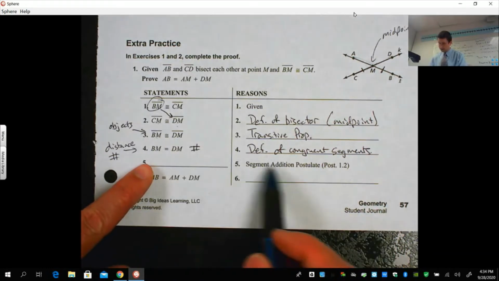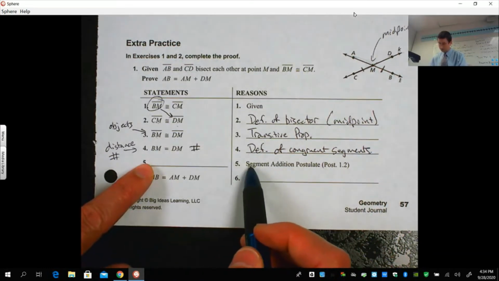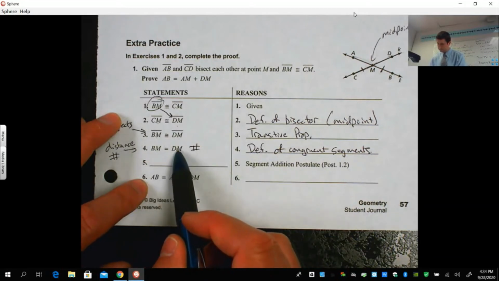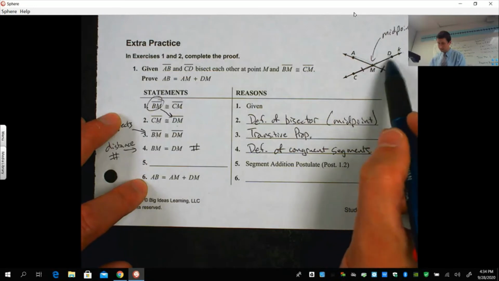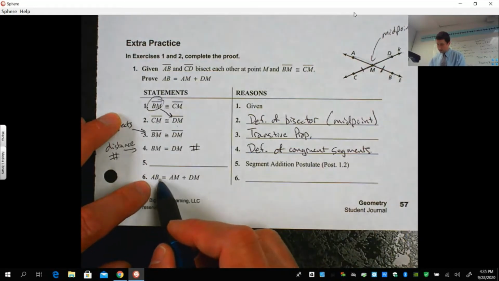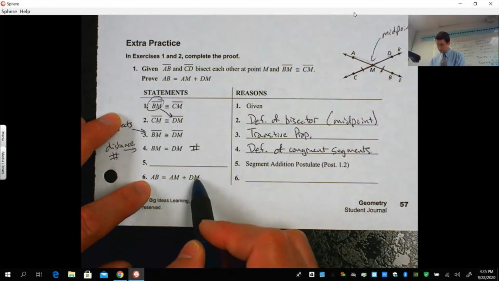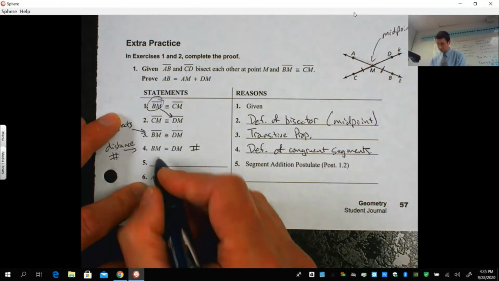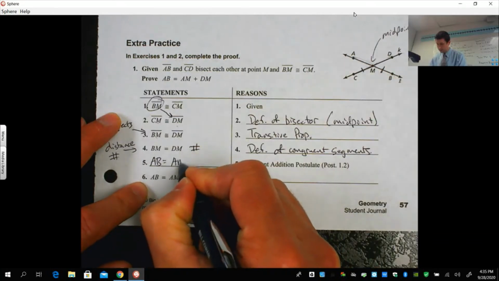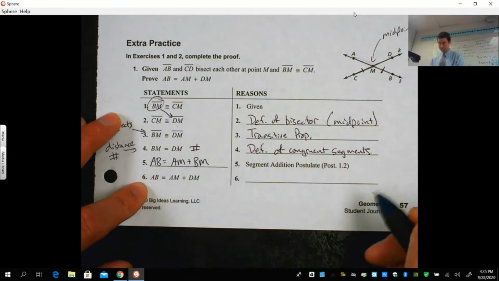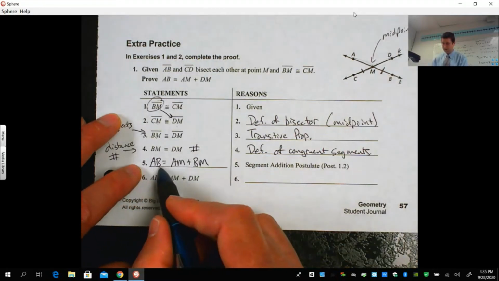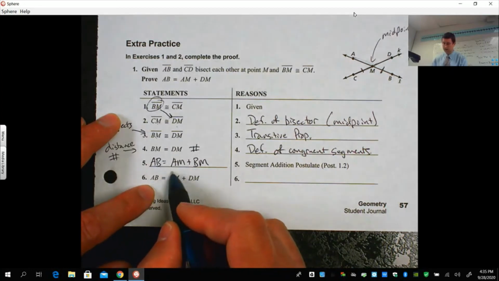Okay, so segment addition postulate is our next reason. We have BM equals DM. So we know this length from B to M equals length from D to M. And here, notice something about AB. I'm going to say here AB, A to B, equals AM plus BM. So distance from A to B, we're getting into our final step here, equals AM plus BM.